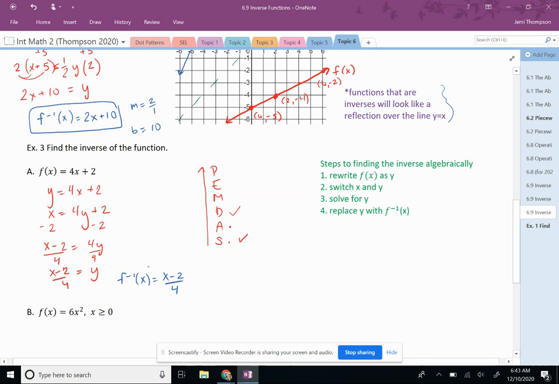Now, x minus 2 divided by 4 is the same thing as 1/4 times x minus 2. And if I distribute that through, I get 1/4 x minus 1/4 times 2 is 2/4, which is a half.